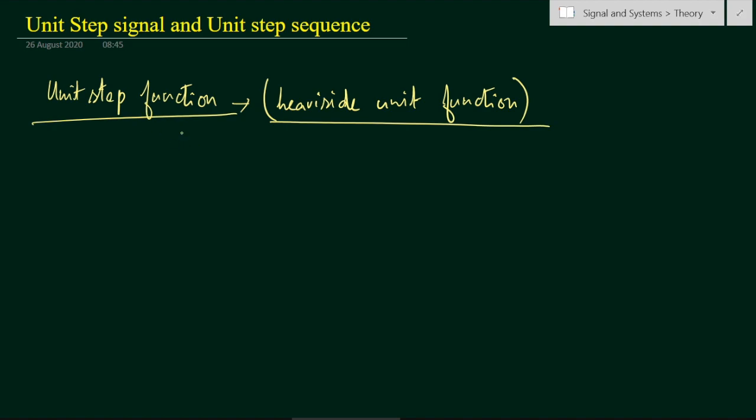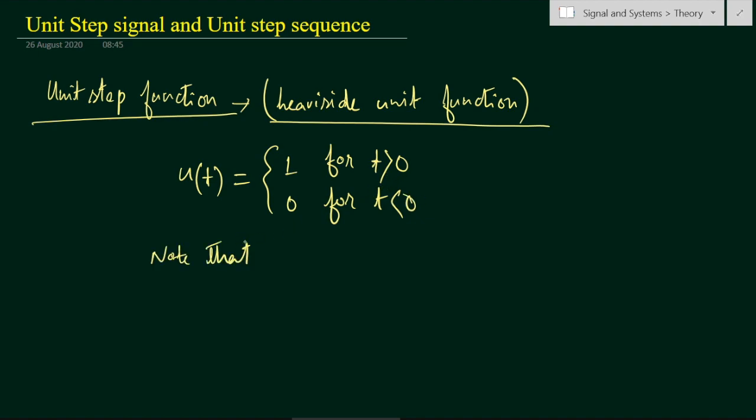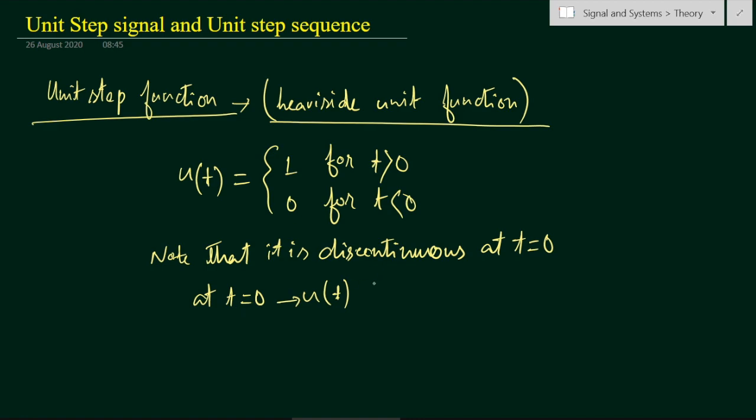A unit step function can be defined mathematically as u of t equal to 1 for t greater than 0 and 0 for t less than 0. We have skipped the value t equal to 0. Note that it is discontinuous at t equal to 0. That means at t equal to 0, u of t is undefined.